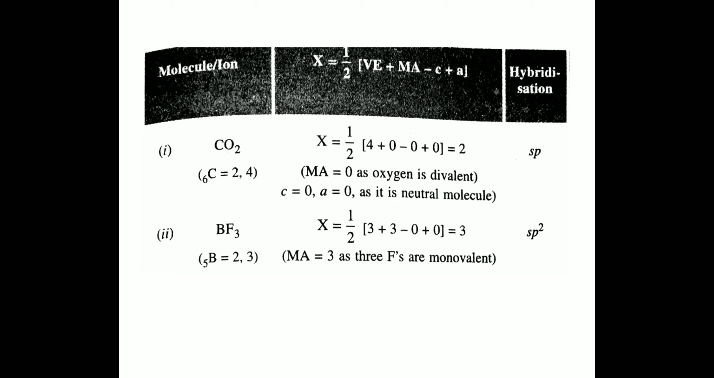Secondly, we can also see BF3. Here the value of X is half of, since the number of valence electrons of boron is 3, we are writing half of 3 plus 3. So why are we writing plus 3? Because we have to add the number of monovalent atoms. Here the number of monovalent atoms is 3, because fluorine has a valency of 1, so it is a monovalent atom. So we are adding 3, and since it is a neutral species, neither a cation nor an anion, we don't have to add or subtract anything, and thus 6 by 2 equals 3, and thus the hybridization is sp2. So similarly, we can calculate the hybridization of any given species.